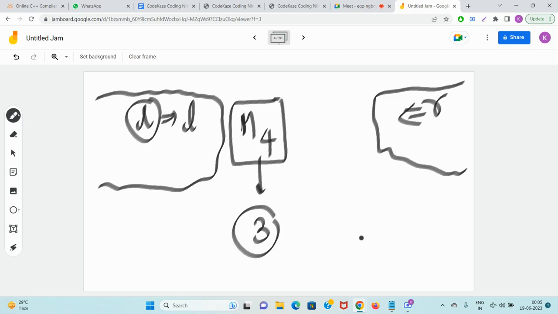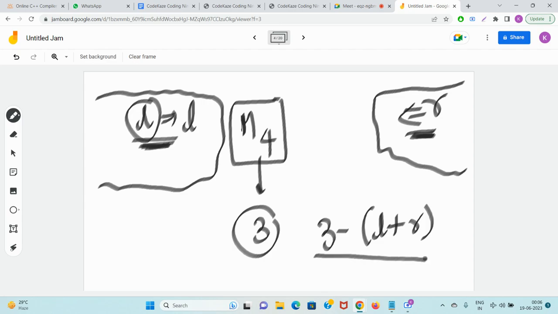So how many more arrows are needed? 3 minus (L plus R) is needed. You know how many have already shot from the left, and how many have already shot from the right. So all you need to try for is 3 minus (L plus R). Let's say L plus R is 0. So you need 3 more arrows.